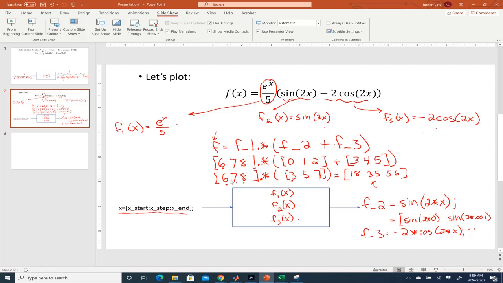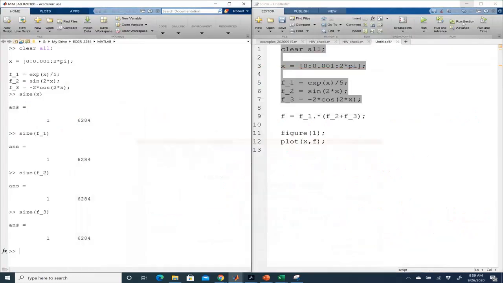In other words, what I was trying to do is have every element in this vector multiplied by every element in this vector. So the 6 multiplied by the 3, the second element multiplied by the second element, the third element multiplied by the third element. Okay? If that's what I want to happen, I have to do the dot multiply like that.